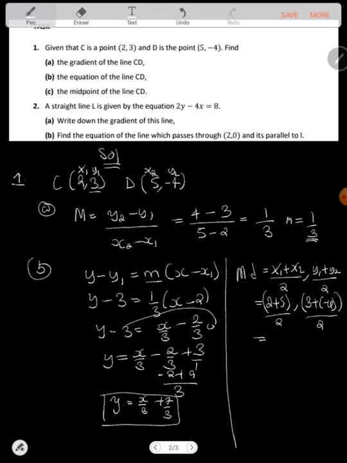2 plus 5 is 7 over 2, comma, we have 3. Since here there's negative, it becomes negative. Positive times negative is negative, so it becomes 3 minus 4, which is negative 1 over 2. So in short, our midpoint is 3.5 when you divide there, negative 0.5. If you want, you can leave it as a fraction, there's no problem.